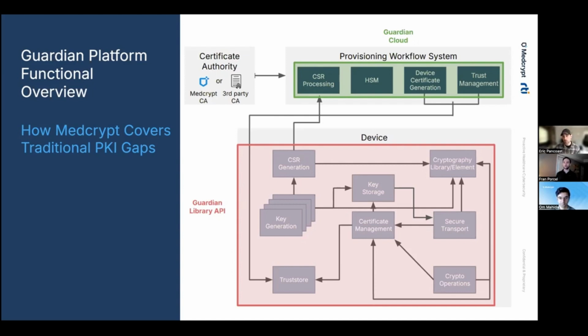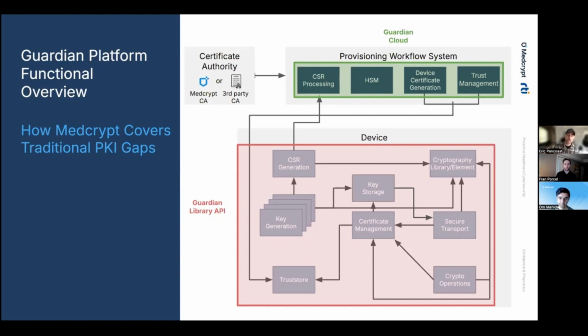So out of the box, on the infrastructure here for Guardian Cloud, we can see that Medcrypt provides a private certificate authority backed by FIPS compliant HSMs, a PKI or public key infrastructure and key and certificate management, a device provisioning workflow system to centrally process CSRs and track and manage devices and their certificates. And then on the device side, there are two pieces to this. There's all the infrastructure you need to facilitate the trust, the root of trust, and all of the CSR processing.